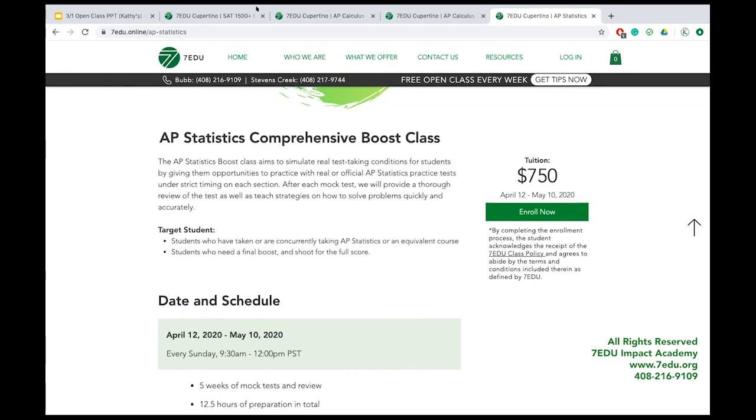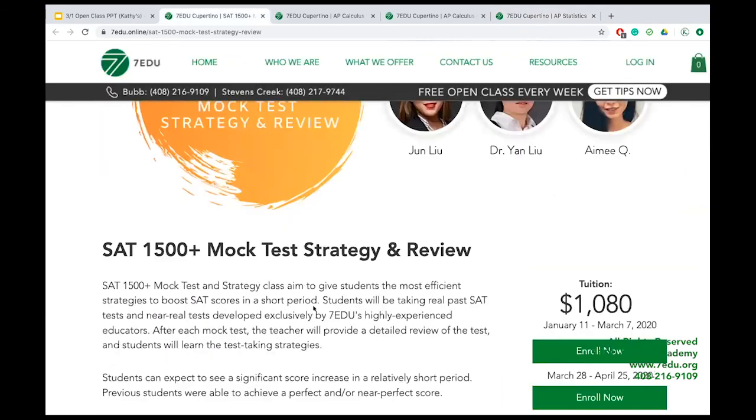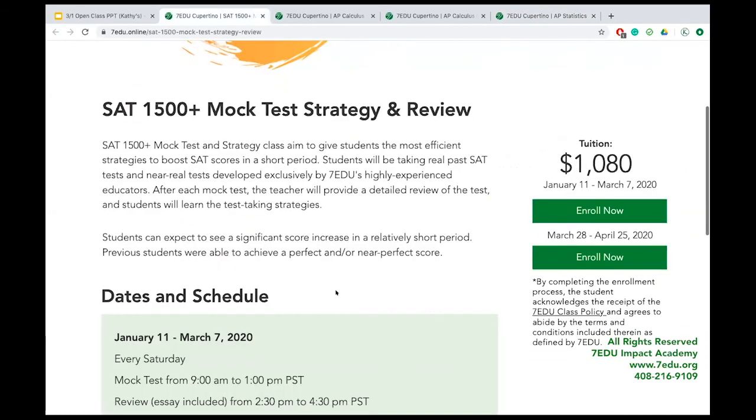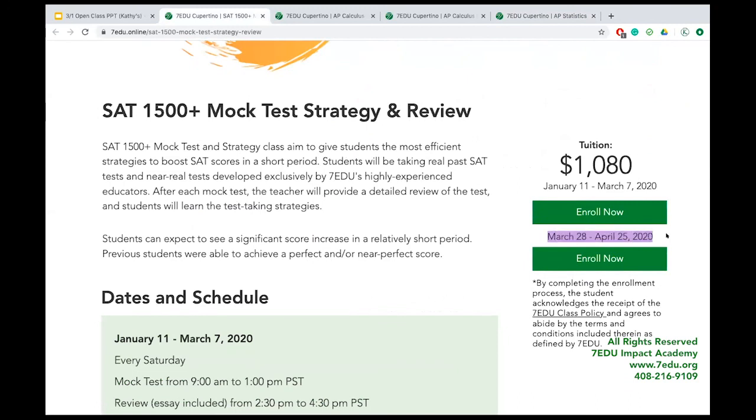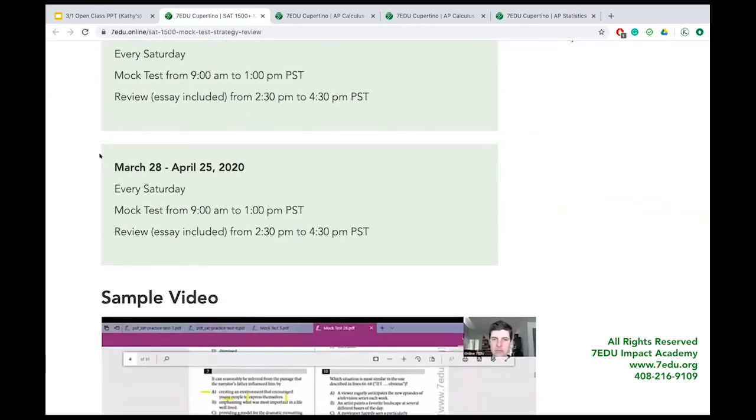I also wanted to point out that we have an SAT 1500 plus mock test strategy review course coming up in late March, on March 28th. Dr. Yan is also one of our featured instructors for this class. If you are planning on taking the SAT on May 2nd, this is a good and highly recommended course for students who need strategies on boosting their scores. This is the breakdown of that class. It's primarily focused on providing multiple mock tests created from the real SAT exam, and we help you learn test-taking strategies from Dr. Yan, June, and Amy, our three distinguished instructors.